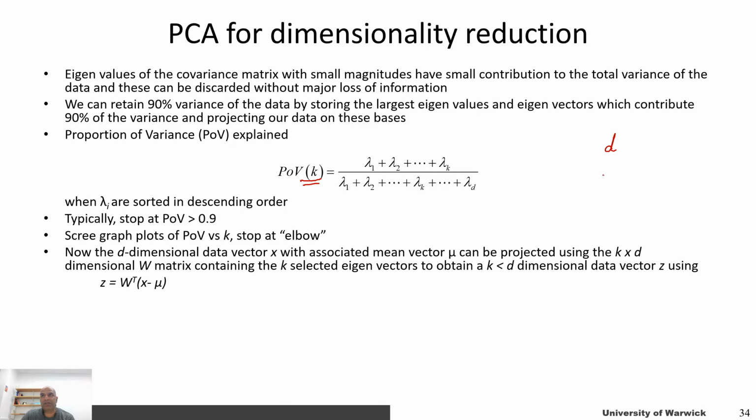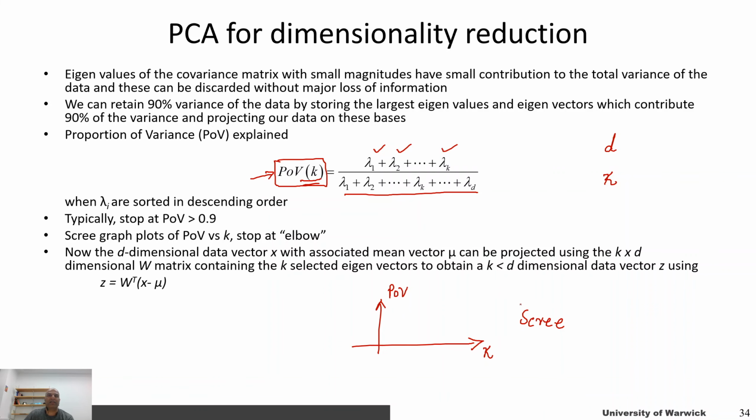You calculate how much variance you keep if you project your data onto only the first k principal components. So if you're given a d-dimensional data set, but you only want to keep k principal components, the proportion of variance kept is simply the ratio of the sum of the first k eigenvalues divided by the sum of all of the eigenvalues. This is what we express as the proportion of variance. If for a given data set you plot your k value along the x-axis and the proportion of variance along the y-axis, then you get what is called a scree graph, which looks like this.